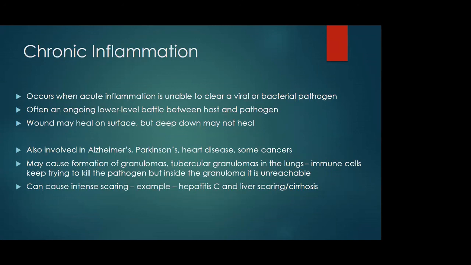Chronic inflammation is involved in a lot of diseases. You guys have probably heard of it before, right? Inflammation is bad, right? In your joints, in your tissues. Chronic inflammation can be involved in Alzheimer's and Parkinson's, heart disease, certain cancers. It can cause the formation of granulomas. If this happens in the lung, they're called tubercular granulomas, aka tuberculosis, where immune cells keep trying to kill the pathogen, but the pathogen has isolated itself inside the granuloma and it's unreachable. This can cause a lot of scarring, like cirrhosis of the liver from Hep C.